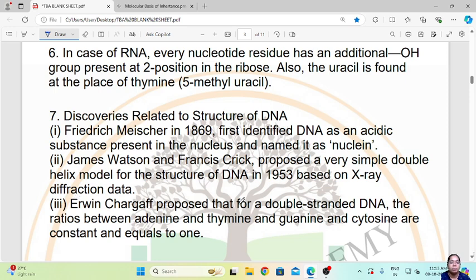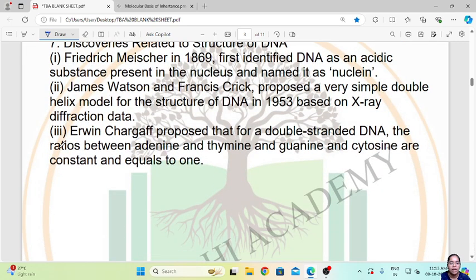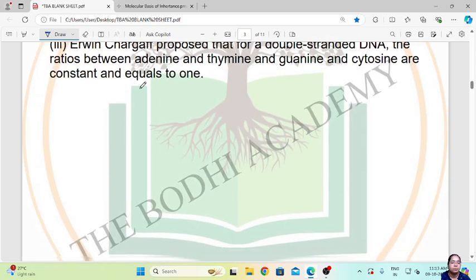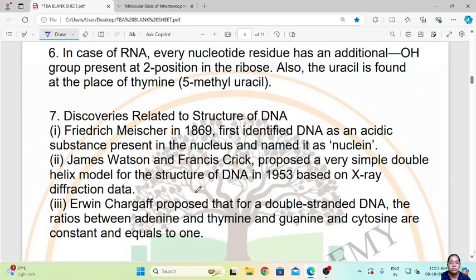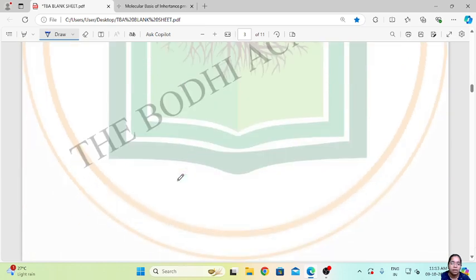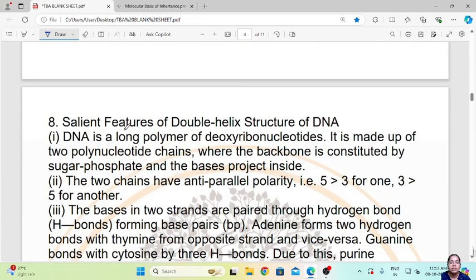And then Erwin Chargaff proposed that for a double-stranded DNA, the ratios between adenine and thymine and guanine and cytosine are constant and equal. So this is how the discovery of DNA was done by the scientists. Now we will see some salient features, or characteristic features, of the double helix DNA structure.